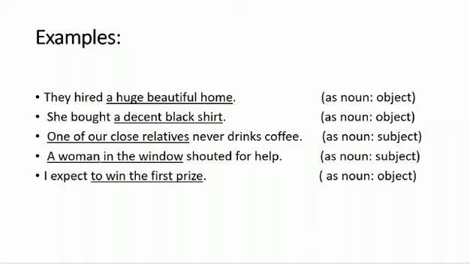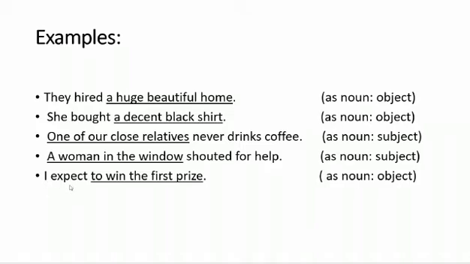Example number four, a woman in the window shouted for help. In this sentence, a woman in the window is a noun phrase and it is acting as subject of the verb shouted.